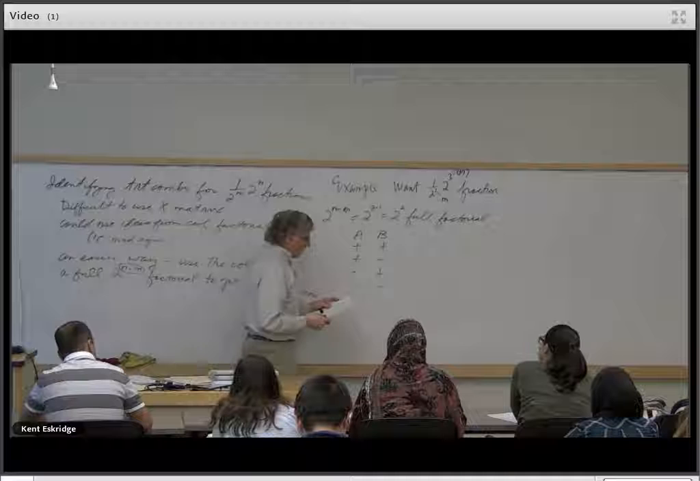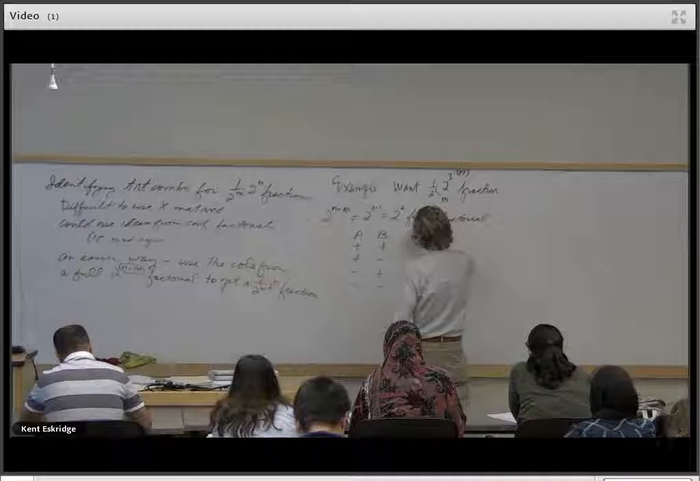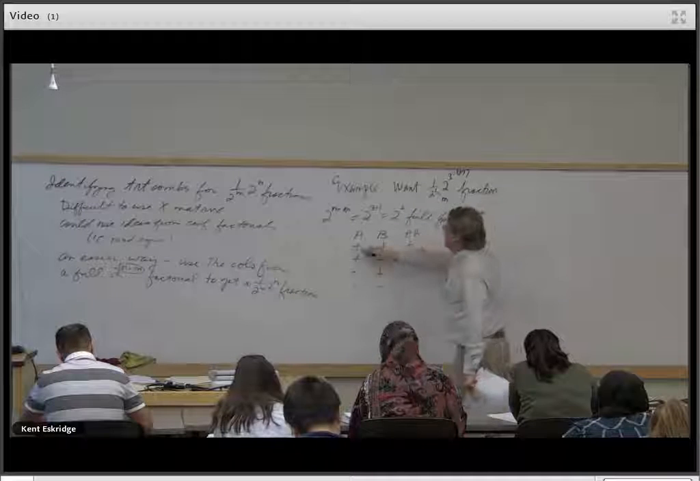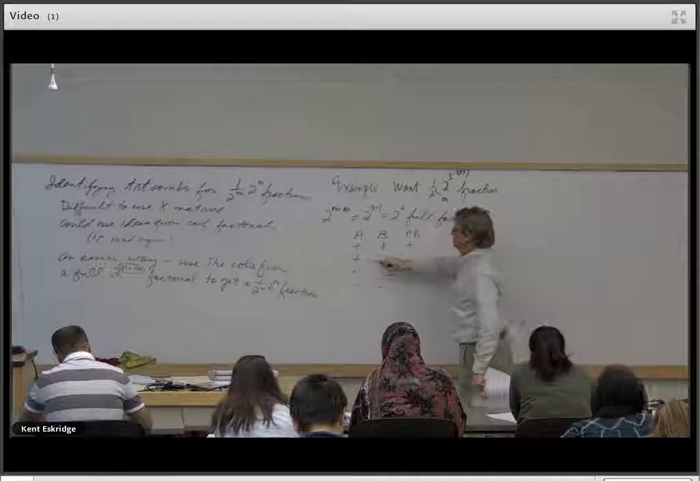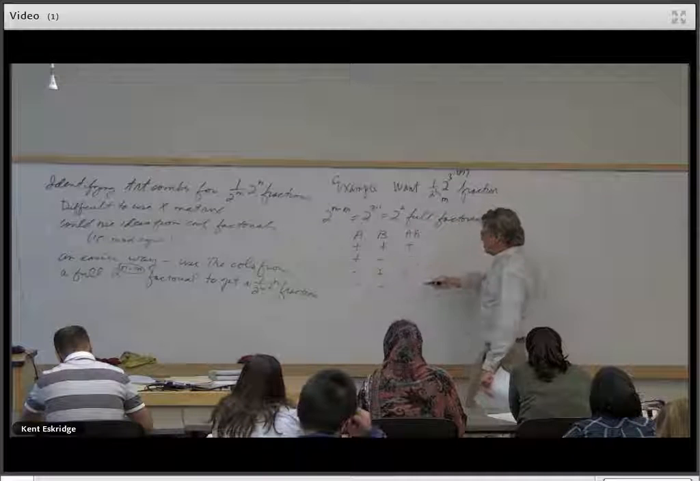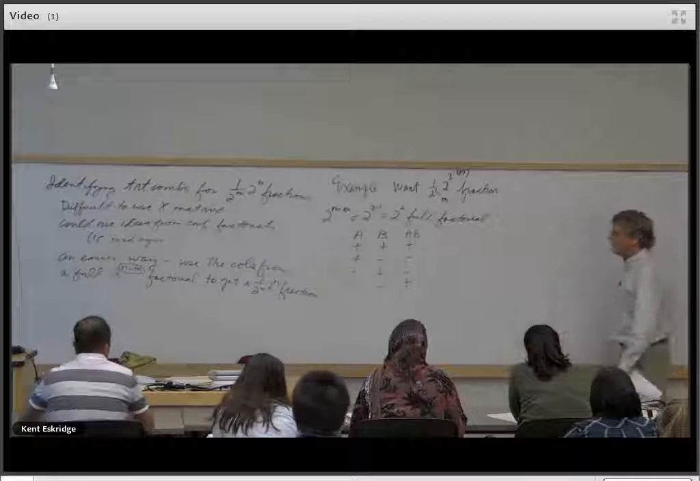Okay. Now I obtain a new column. So I can multiply those and get the interaction, right? So if I get the interaction column, what do I get? Plus 1 by plus 1 is plus 1. Plus 1 by minus 1 is minus 1. Minus 1 by plus 1 is a minus 1. Minus 1 by minus 1 is a plus 1.